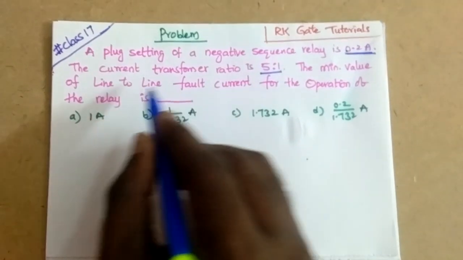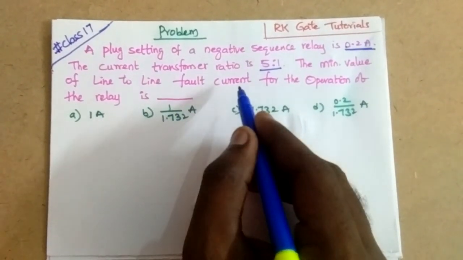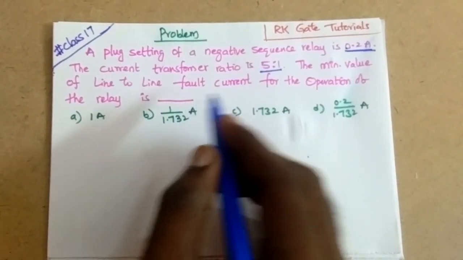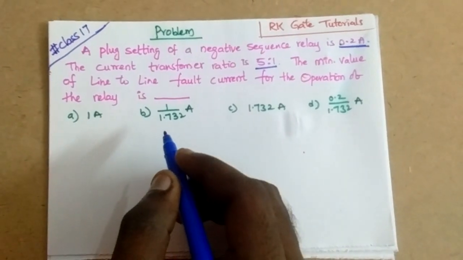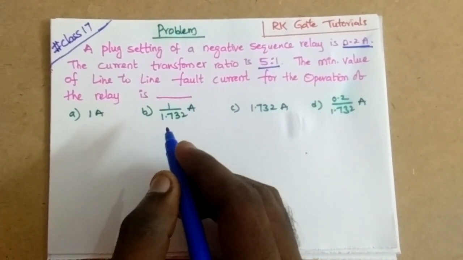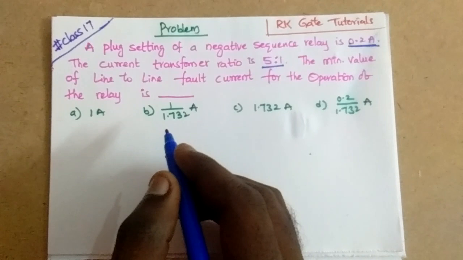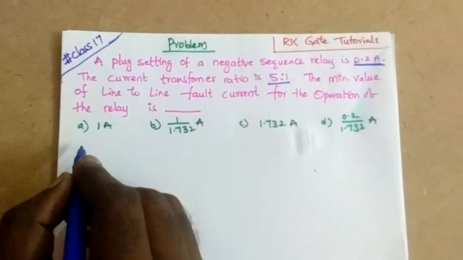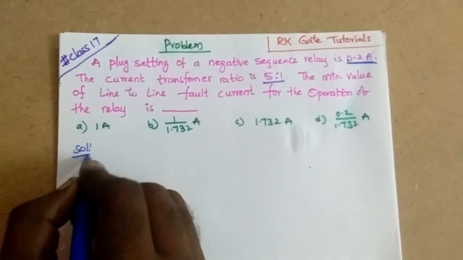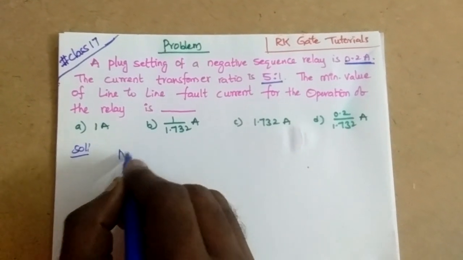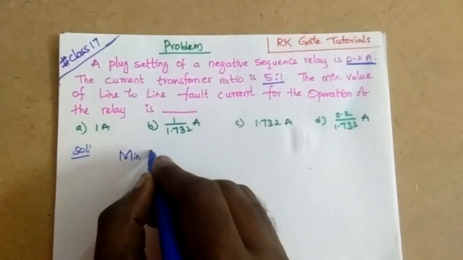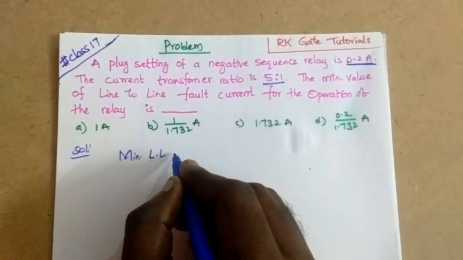The minimum value of line to line fault current for the operation of the relay. So it is asking the minimum value of the current that is to be carried by the relay to operate. So look at the solution. It is asking for the minimum value of line to line fault current.